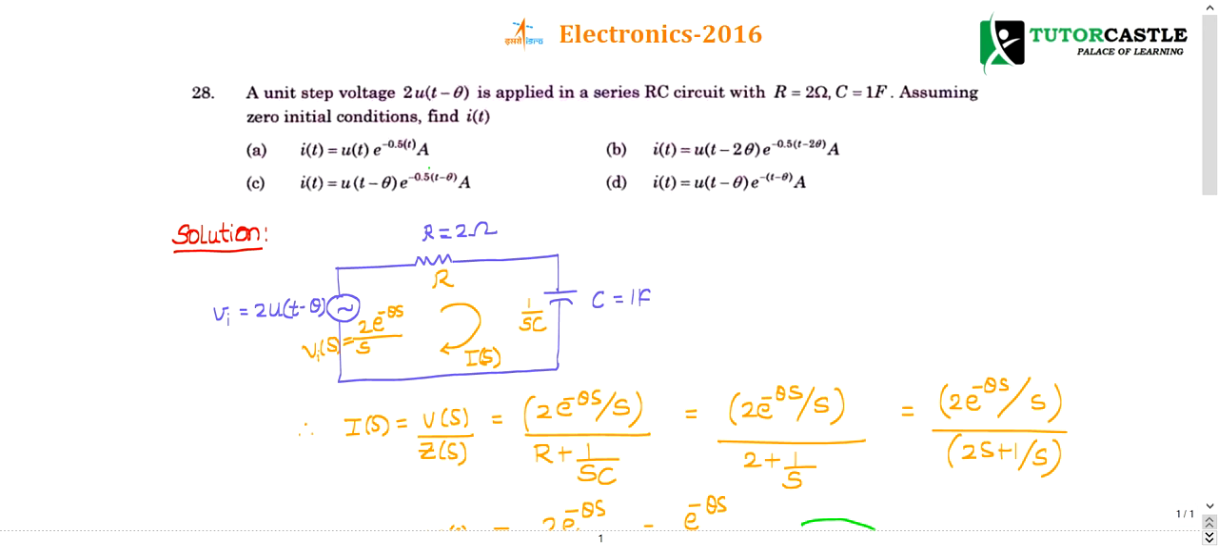Question number 28. A unit step voltage 2 into u of t minus theta is applied in a series RC circuit where R equal to 2 ohms and C equal to 1 farad. Assuming zero initial conditions, find I of t.